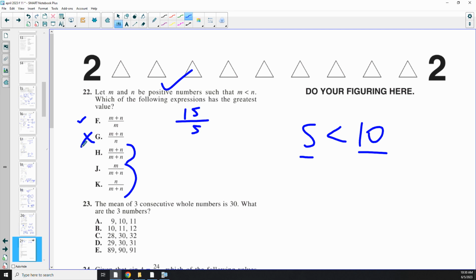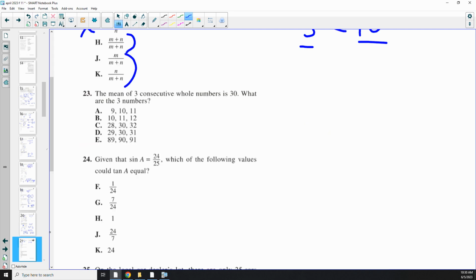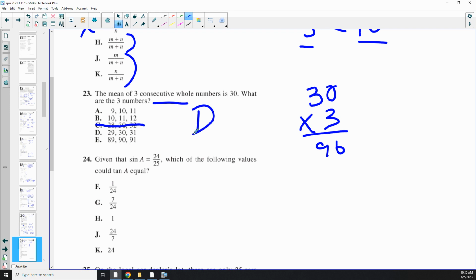The average has to be 30. That's what mean means, and they have to be consecutive. Consecutive means next door neighbors, so these are out. They're not consecutive, and then obviously average is total, so the total has to be 90, and that rules out 1 and 2 and 5 and leaves us only with choice D.